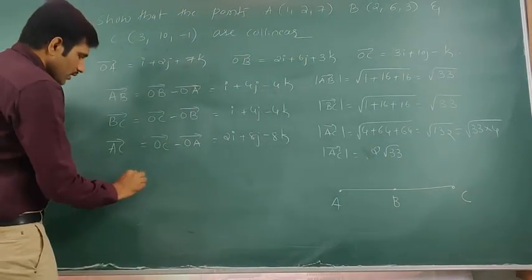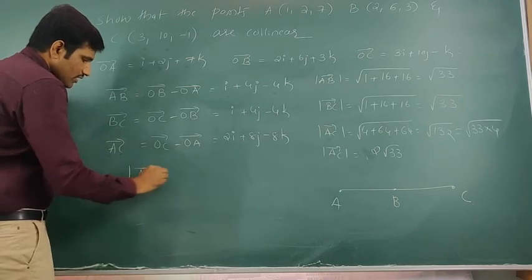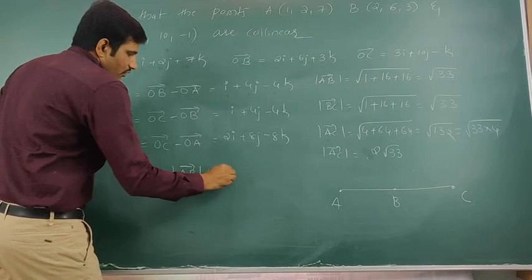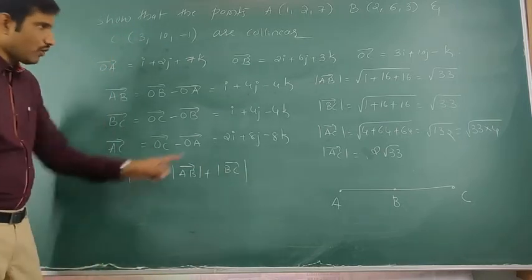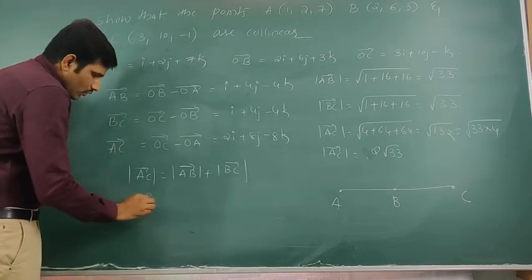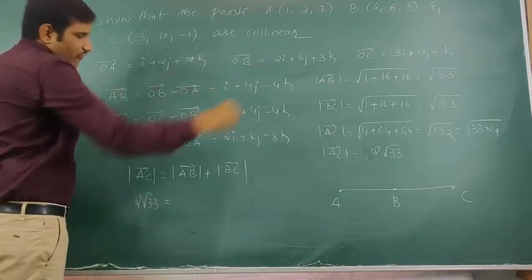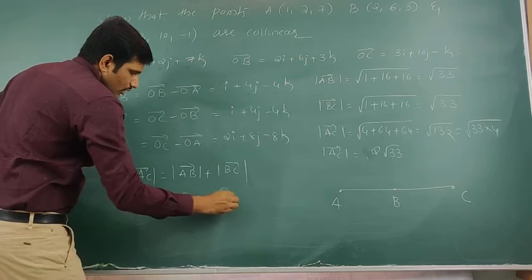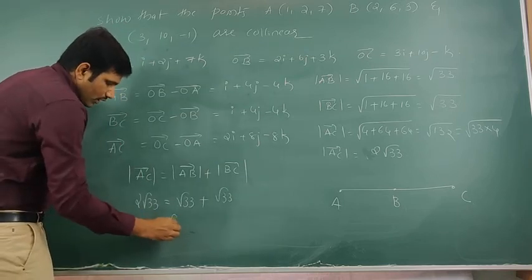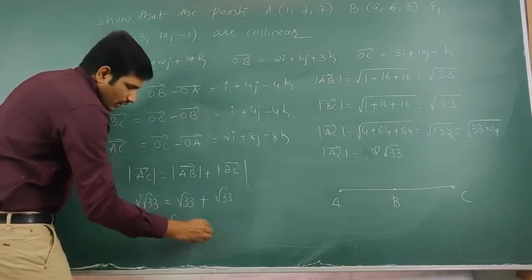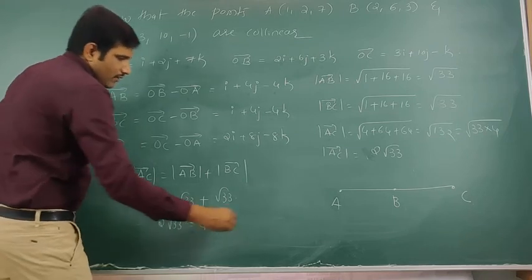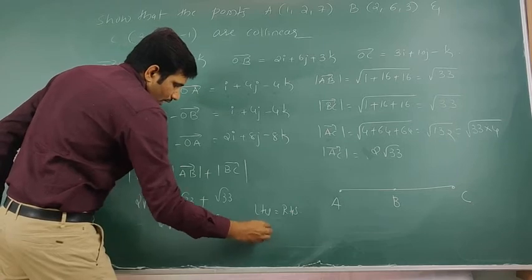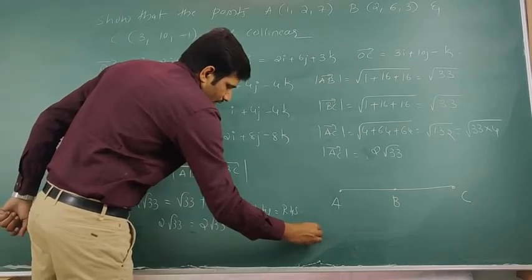Now we have to show that the magnitude of AC must be equal to the magnitude of AB plus the magnitude of BC. So verify: the magnitude of AC is 2 root 33, equal to the magnitude of AB, that is root 33, plus the magnitude of BC, that is also root 33. So root 33 plus root 33 is 2 root 33. We can see therefore LHS is equal to RHS. Therefore A, B, C are collinear.